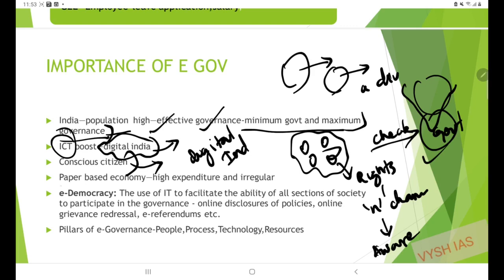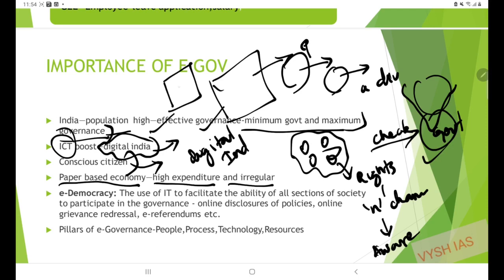Then next is the paper based economy. It is of high expenditure and irregular. So it is difficult to maintain. If we have to maintain the paper records of the health details of even one person, that would take one shelf of a rack. And it is also irregular. Sometimes it can get destroyed also. So keeping the information in a digital format is very useful, and it is safe and secure. Okay, so this is one point.